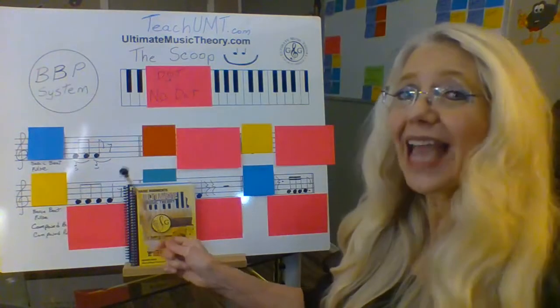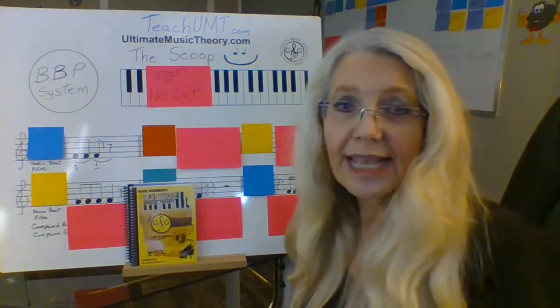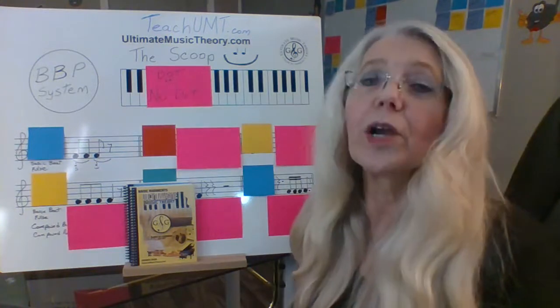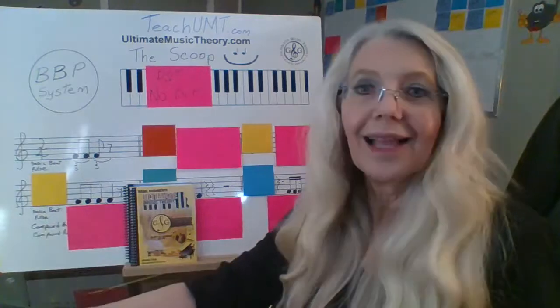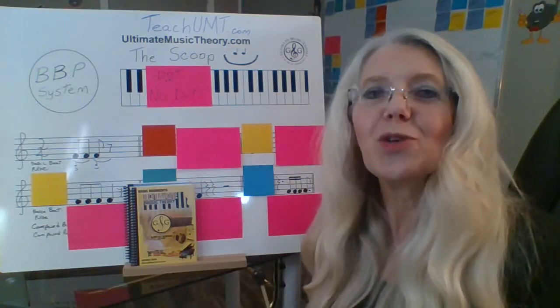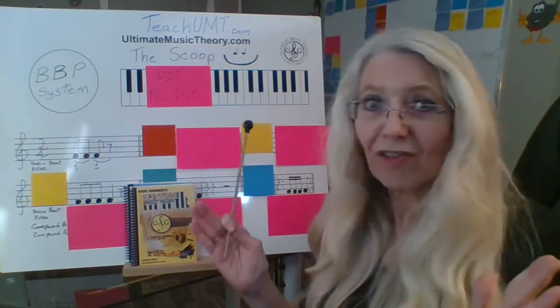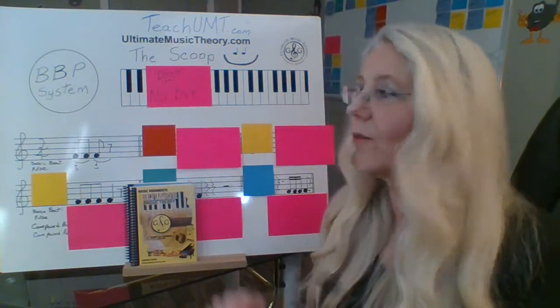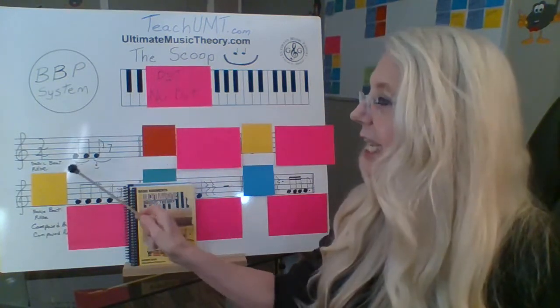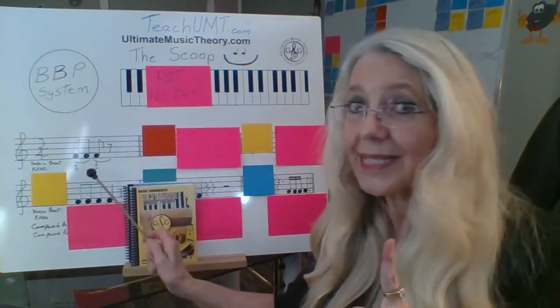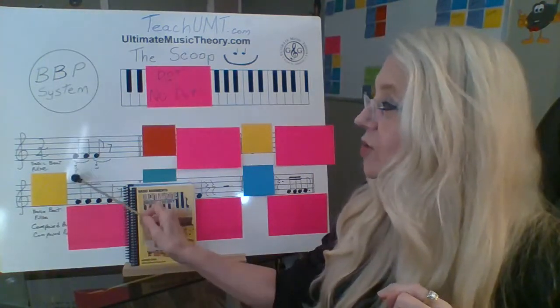Okay, so the answer is no dot. And if there is no dot, then we are in simple time. So let's see what our time signature is. The time signature is 2/4 time. Perfect. So we have 2 scoops, and each one is 1 quarter note basic beat, and the pulse is strong, weak.